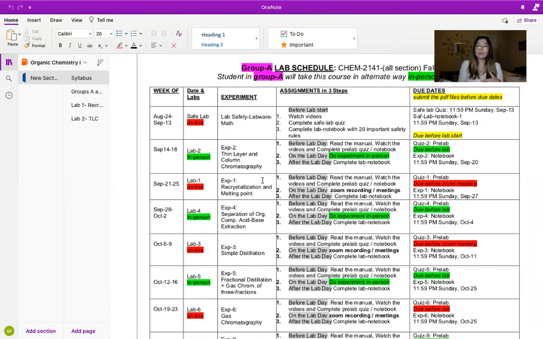For the following week, which is the week of the 21st and the 25th, Group A is going to be doing recrystallization online, and Group B is now going to be doing TLC in person. And that's basically how we're going to be switching every 2 weeks. Yes, every 2 weeks.